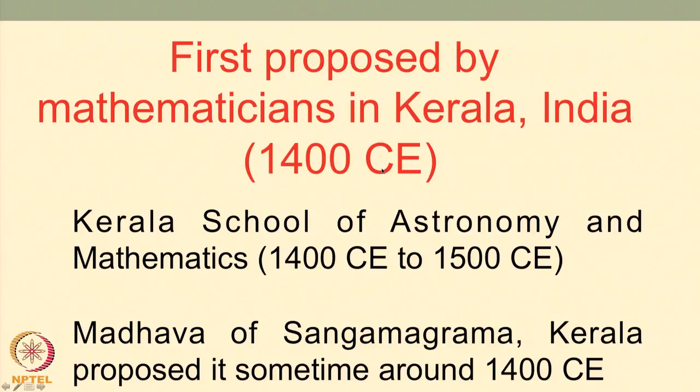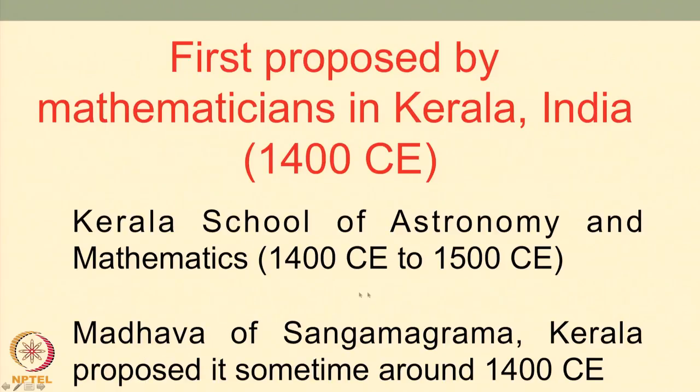But the manuscripts that we now have from Kerala, which are as old as 1400, 1500 CE, describe the infinite series of sine, cos and all that. In around this time, the medieval times, there was a group of scientists who are now known as the Kerala School of Astronomy and Mathematics. This was a group of mathematicians and astronomers who lived from 1400 CE to 1500 CE. One of the prominent persons in that is Madhava, and the place is called Sangama Grama.